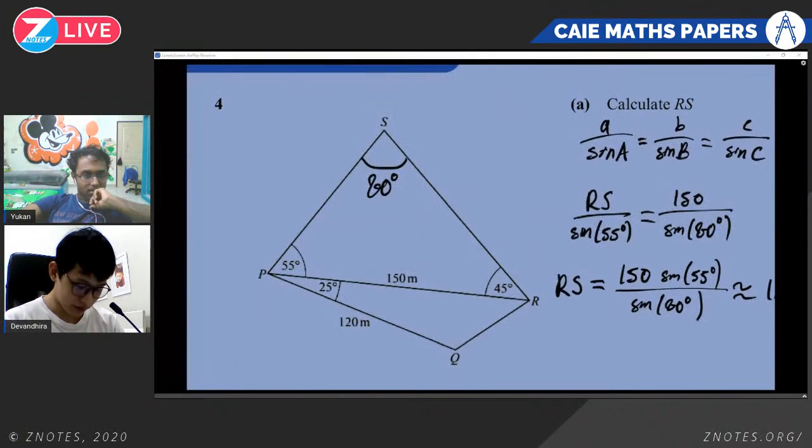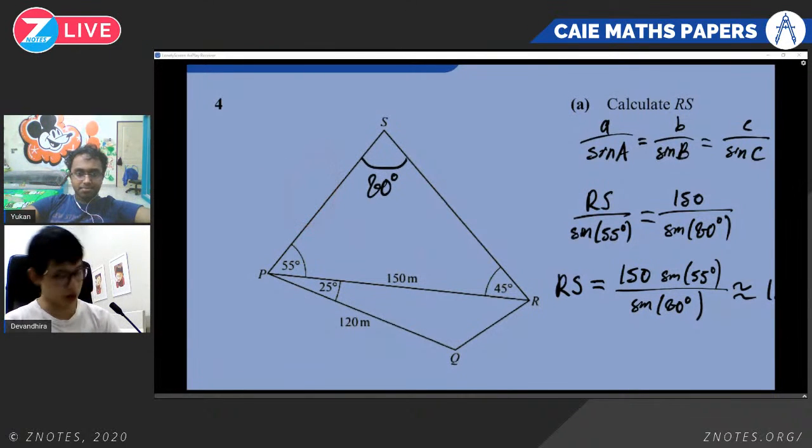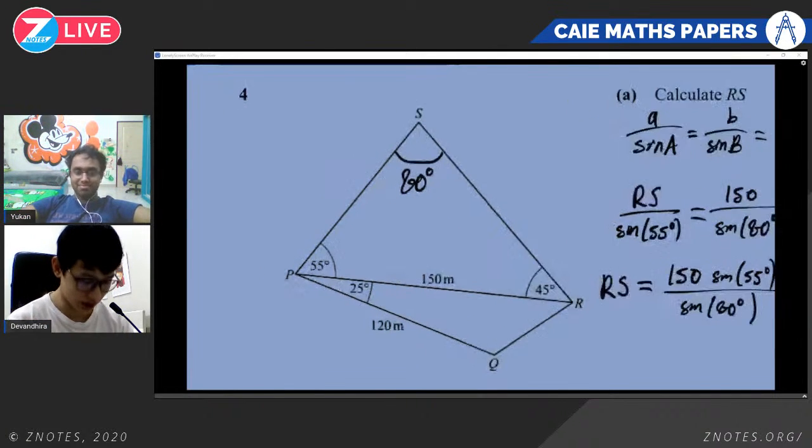Right. We want to know what RS is. We don't know what the side is. That means we cannot use the cosine rule. If there was a side here, I would use the cosine rule, but there's no side. That leaves us with the sine rule. Only the sine rule. Why?